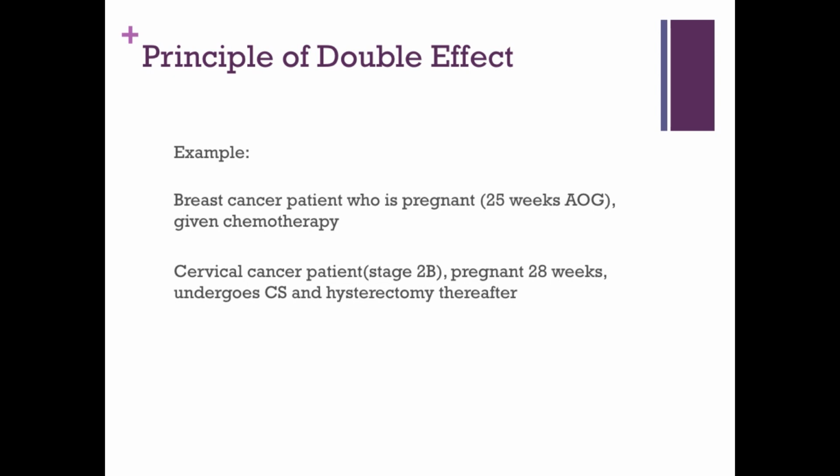Another good example is a pregnant patient at 28 weeks AOG with cervical cancer stage 2B. And this patient has to undergo cesarean section at 28 weeks and then undergo hysterectomy thereafter. So we have two effects here. The good effect, or the beneficial effect, is the hysterectomy for the cervical cancer patient. Of course, we have to save the life of this patient, and so we have to do hysterectomy. But the harmful effect is, of course, doing cesarean section on a premature fetus.